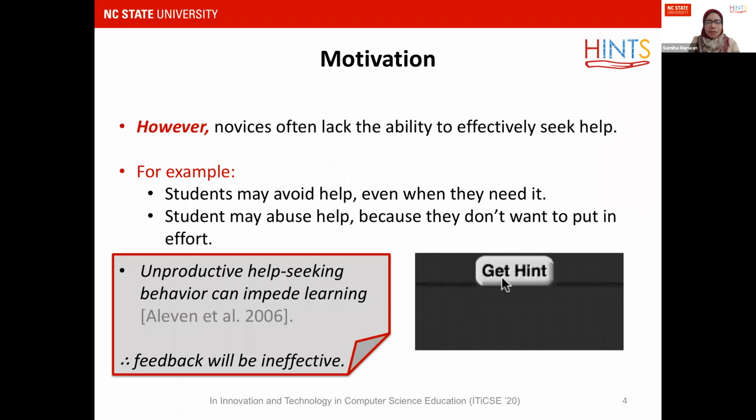However, novices often lack the ability to effectively seek help, like they don't know how to seek it in a good way. For example, some students may just avoid it even when they need it. Maybe they are just not aware that it exists. Other students may abuse it, like clicking or asking for hints many times because they don't want to put in effort. Both of these behaviors represent unproductive help-seeking, which can impede learning, and therefore the feedback will be ineffective.